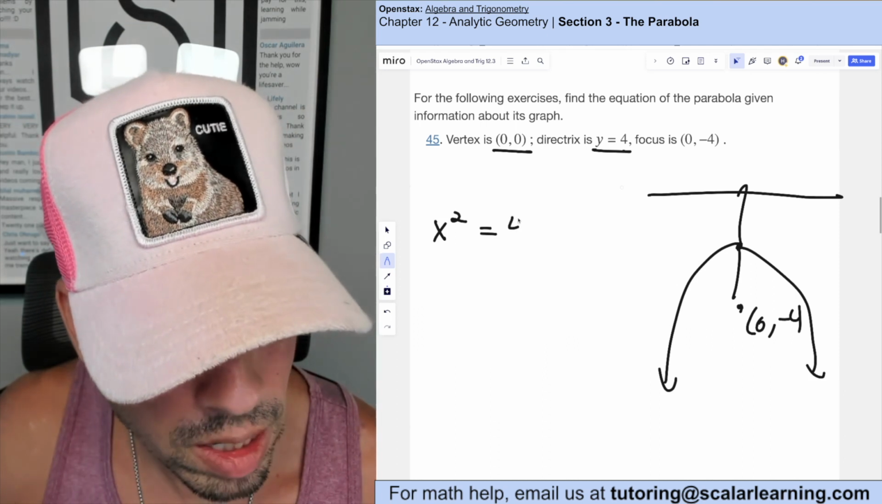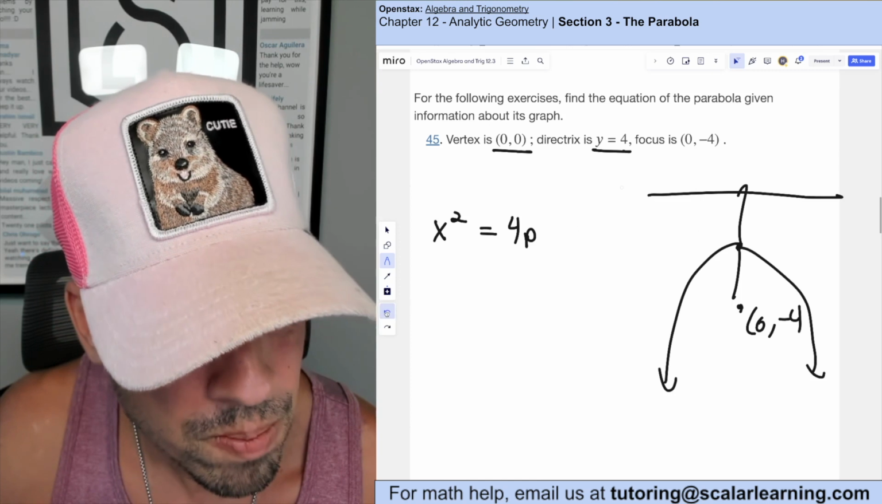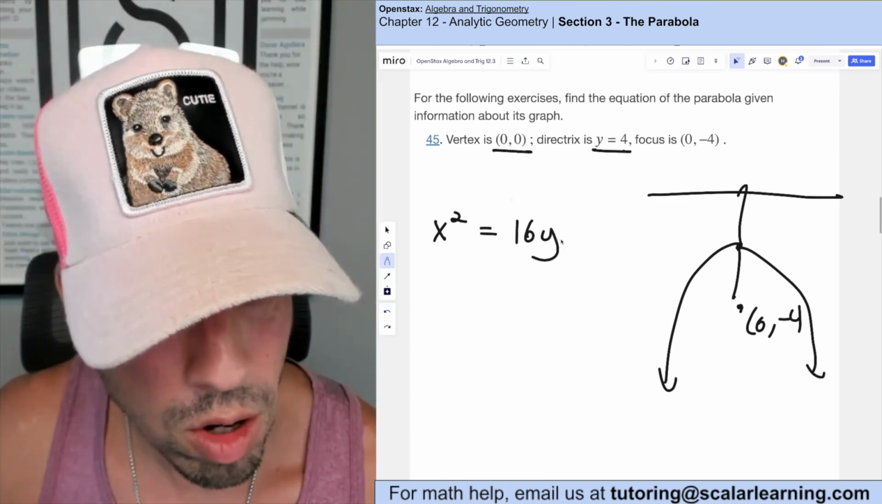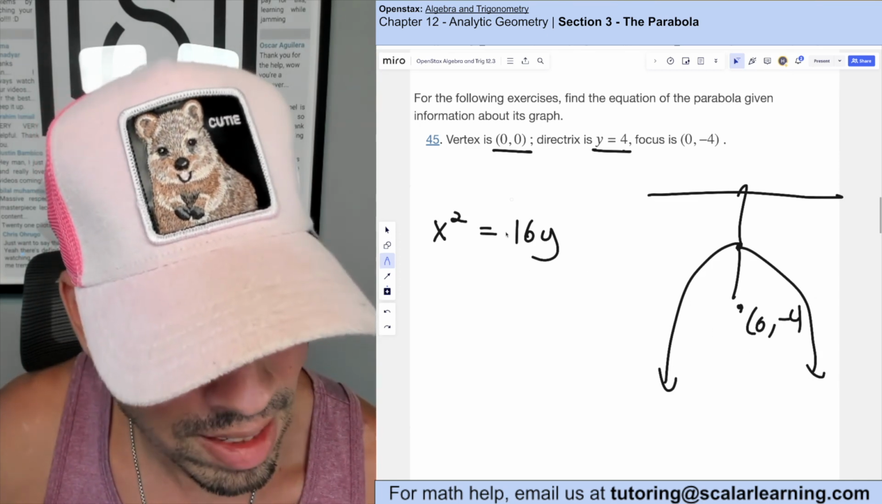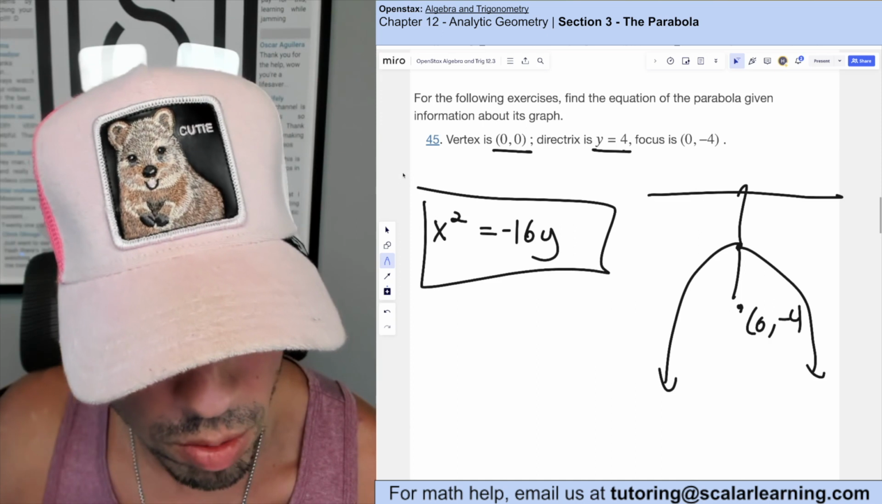Normally it's 4 times p times y. I know p is 4, so 4 times 4 is 16. One more quick note: it's going down, so that is negative, so we need -16y. That's how you do it. Done.